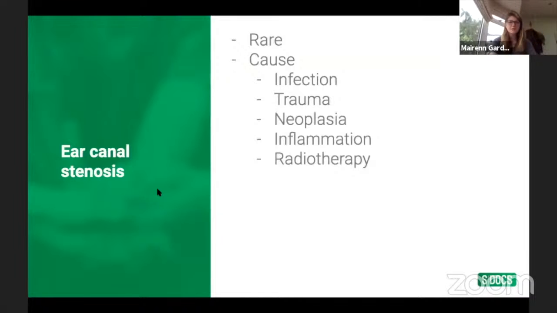Now going on to ear canal stenosis. I'm not going to spend very much time on this because it's quite rare, but ear canal stenosis can be caused by recurrent infections, any trauma to the ear, which can damage the ear and cause strictures and scarring, tumours, any inflammation to the ear, and also radiotherapy.